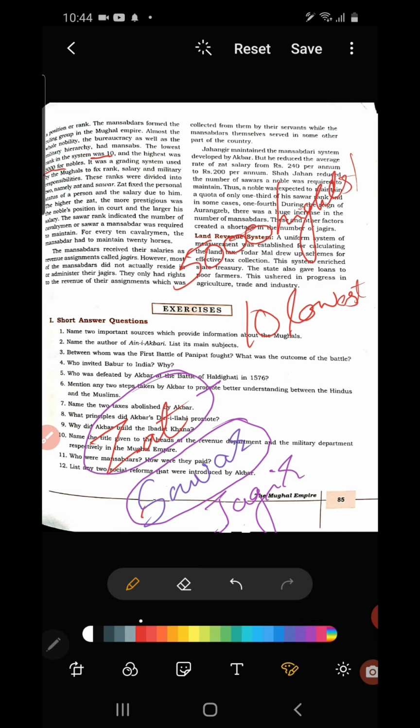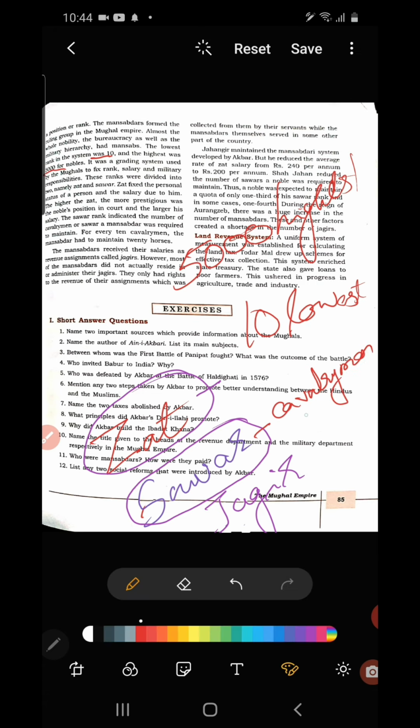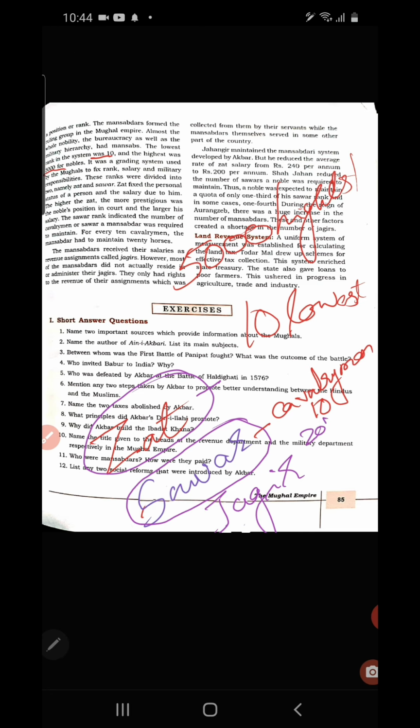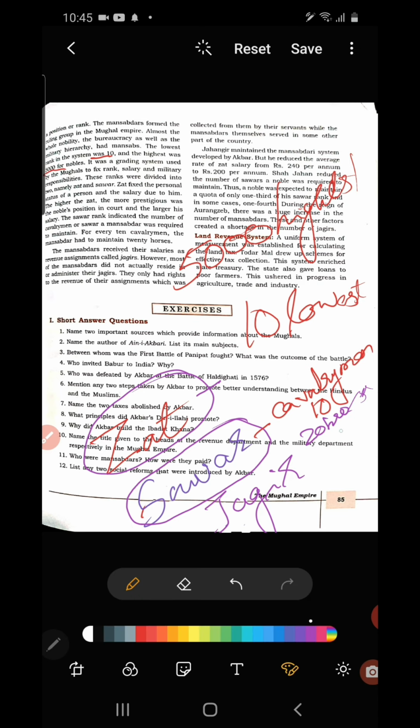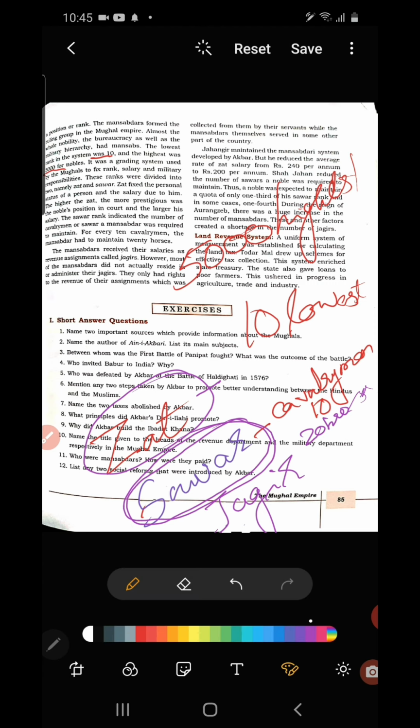And Sawar means the number of army maintained by an officer. They were asked to maintain cavalrymen under them. Cavalry means soldiers. So it is the number of soldiers maintained. Suppose for 10 soldiers, the officer had to maintain 20 horses. So the number of soldiers and horses maintained by an officer determined the position of that officer. Understood? This is called Sawar.